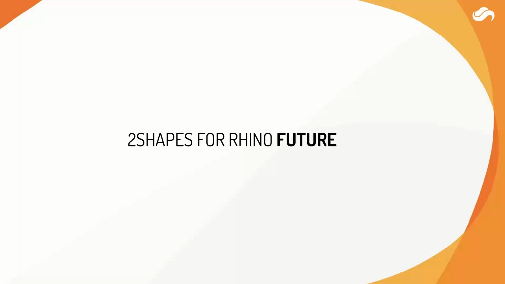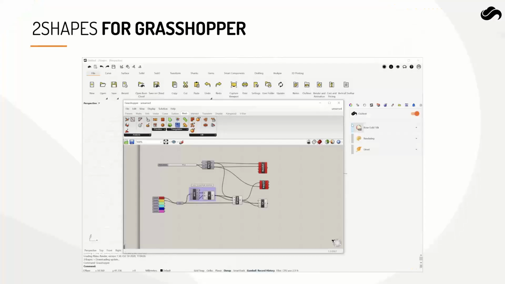Then 2Shapes for Rhino, the future. Okay, it's 2Shapes for Grasshopper. We will add functionality to use all the commands that you have in Grasshopper. In 2Shapes for Rhino, you will have it in Grasshopper. Then all the Grasshopper lovers can enjoy 2Shapes now in Grasshopper.